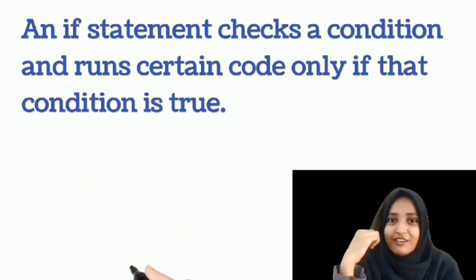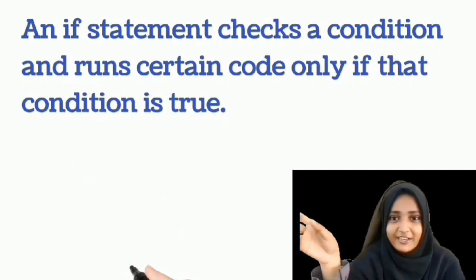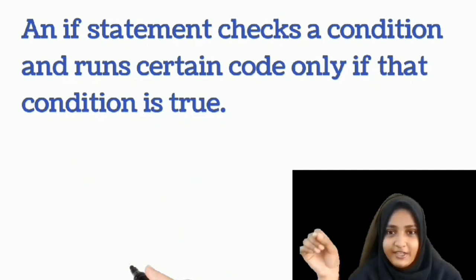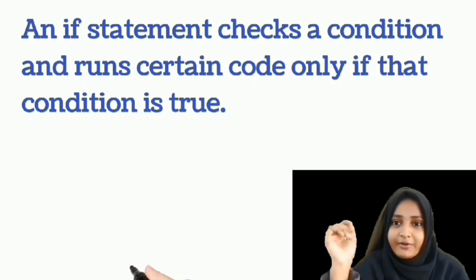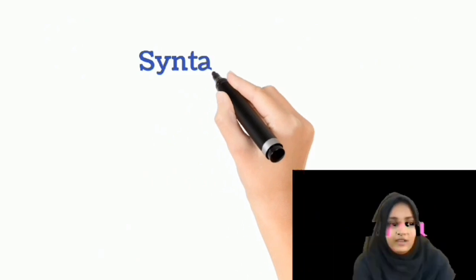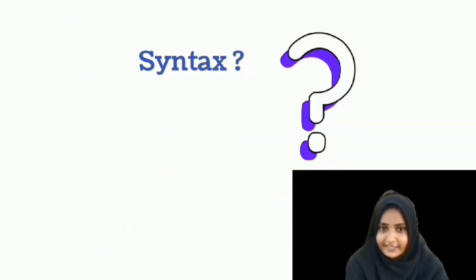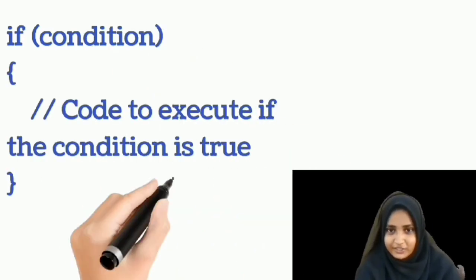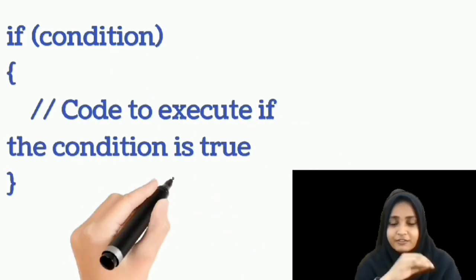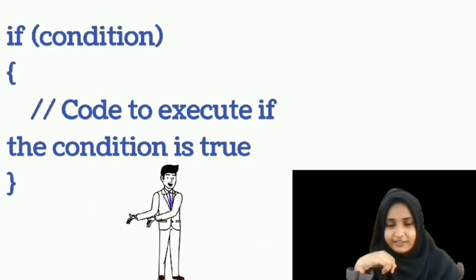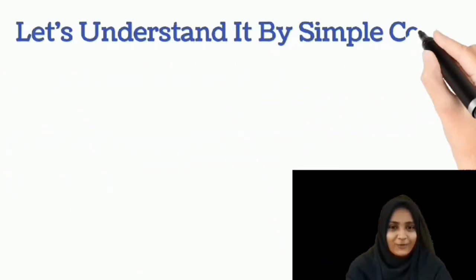Imagine we are checking whether it's raining outside or not. For that we will say, if it's raining, then we will bring an umbrella. If it's not, we will not bring an umbrella. Let's understand the syntax of the if statement. After the if and the condition, in curly braces we write the body of the code that we want to execute when the condition is satisfied.